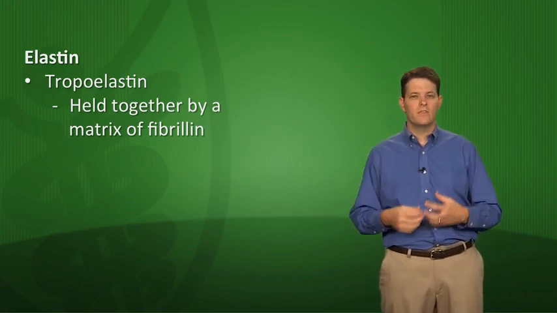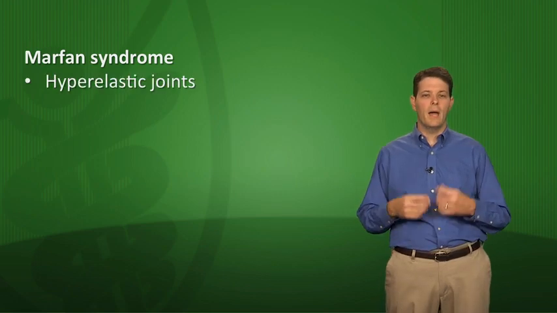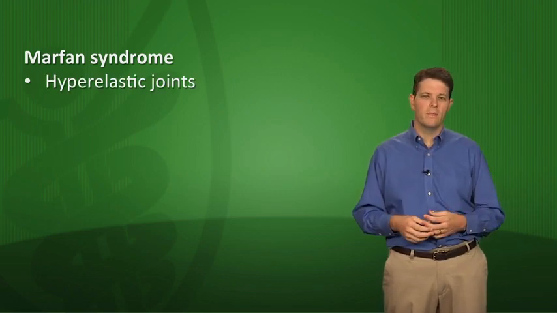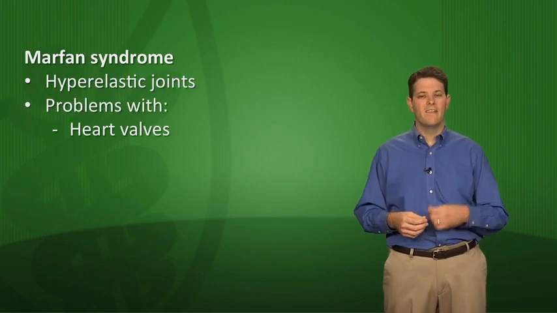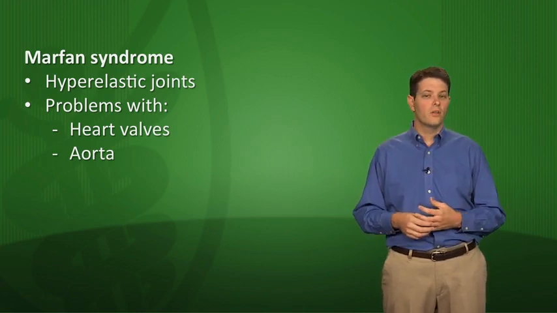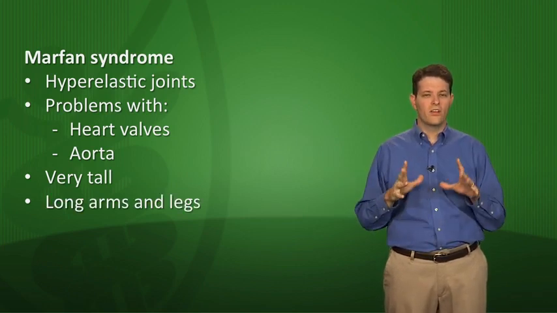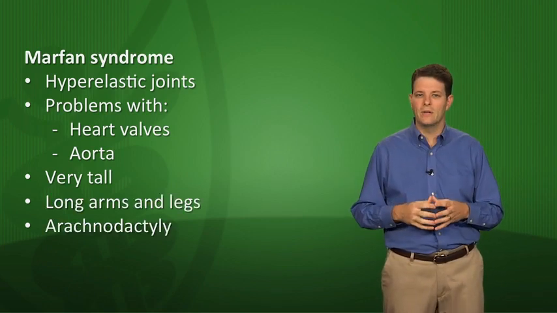And if you have a defect of fibrillin, that causes something called Marfan syndrome, and that's characterized by hyperelastic joints, similar to Ehlers-Danlos, and also problems with the heart valves and the aorta, like aortic dissection. Now, Marfan patients are also often very tall, and they have these really long arms and legs, and really long spidery fingers, which we call arachnodactyly.